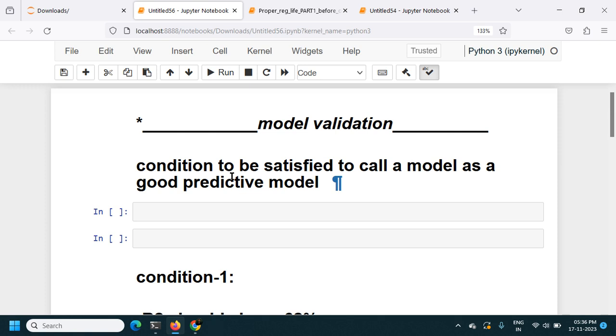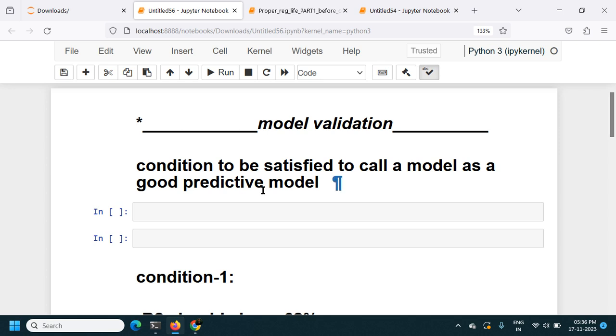Welcome to the video. This is a short and very informative video about model building. So in this video, we are going to see how to validate a model, on what basis we can say a model is a good predictive model.